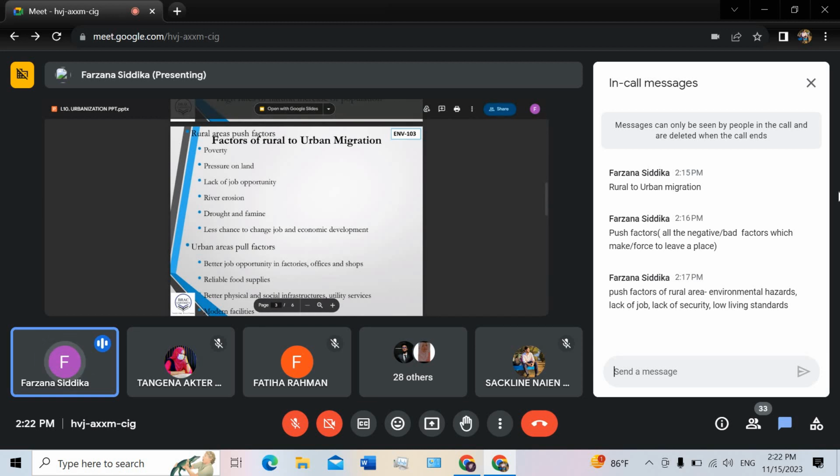And what are the pull factors? The pull factors are all the good factors which are attracting you to migrate to a place. Say for example, BRAC University can be named as a pull factor because it is providing you better opportunity for education. So BRAC University can be the example of a pull factor. So for rural to urban migration, you should consider all the pull factors.